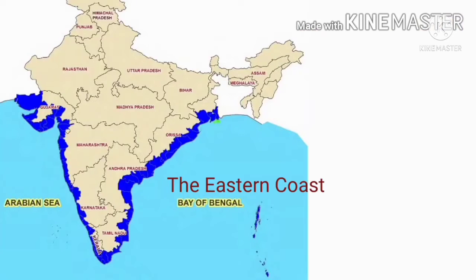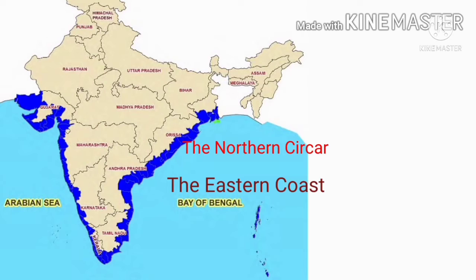Next one, the eastern coast. The eastern coast begins from the West Bengal in the north and ends at Kanyakumari in the south. The eastern coastal area is wide and level along the Bay of Bengal. We studied about the western coastal area is narrow. The eastern coast consists of two sections. They are the northern Sircar and the Coromandel coast.